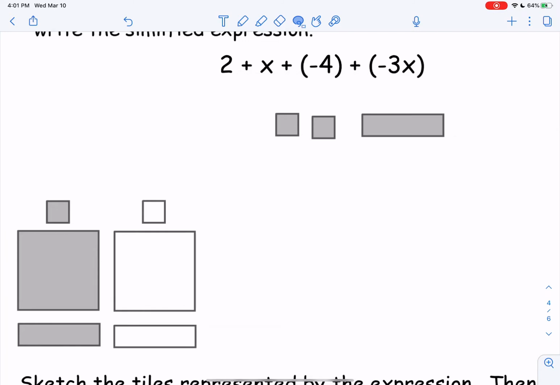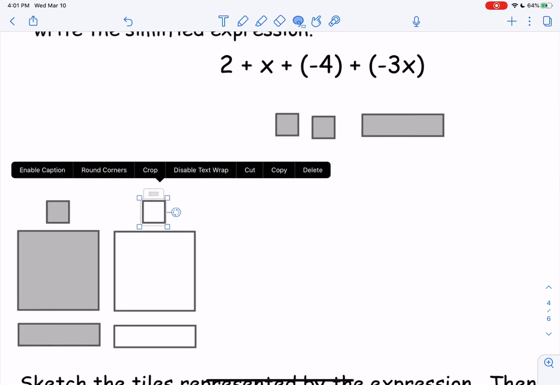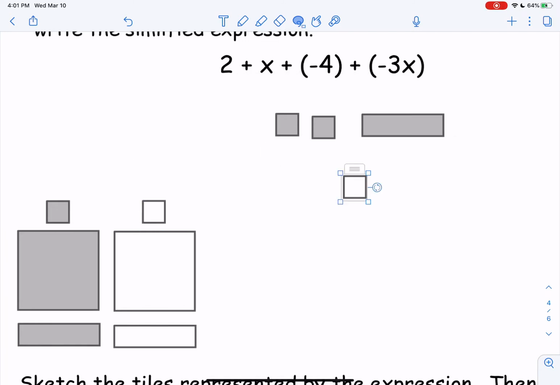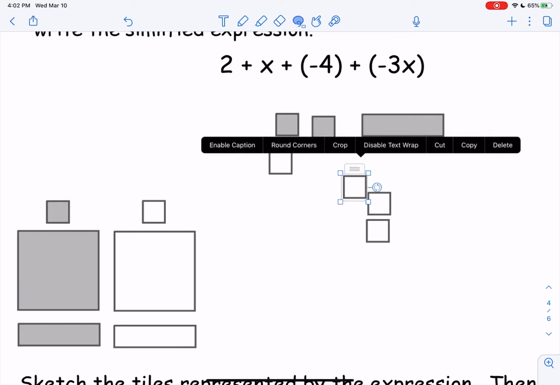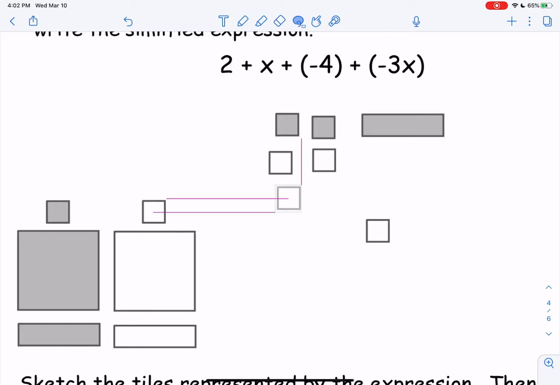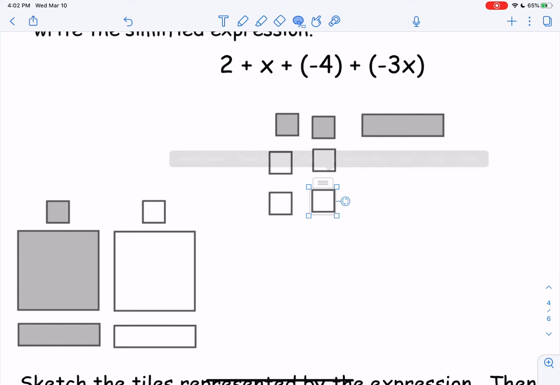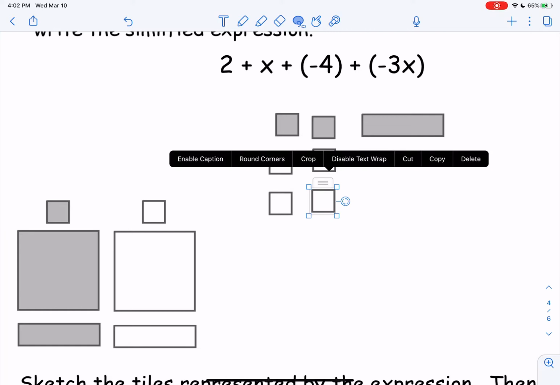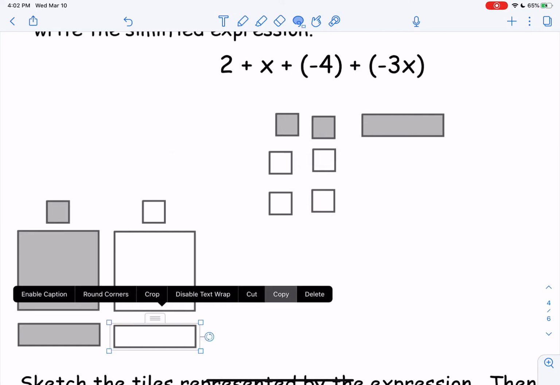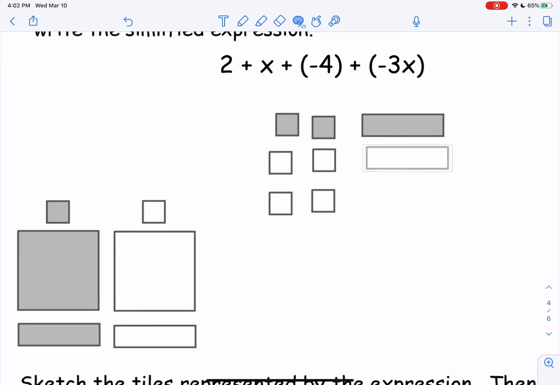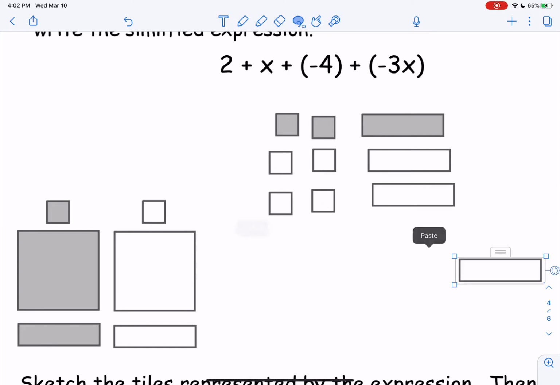And then there are 4 negative 1 tiles. So that's going to be my white tiles. And I'm going to go ahead, add 4 of them. And then 3 negative x tiles. So here are my 3 negative x tiles. 1, 2, and 3.